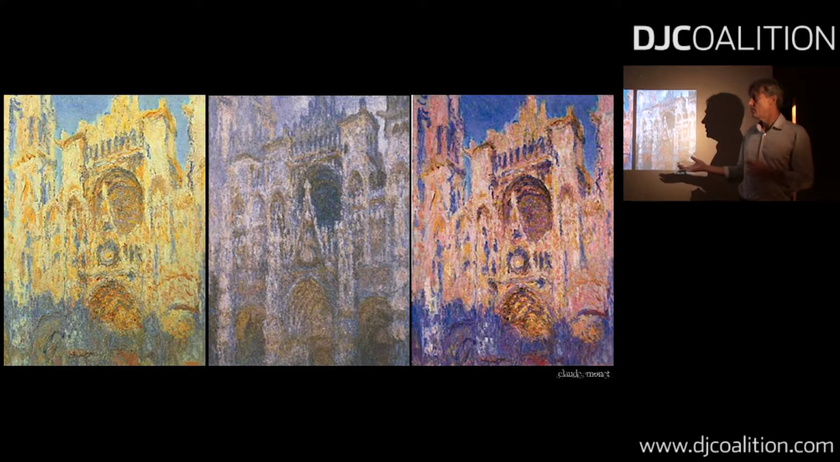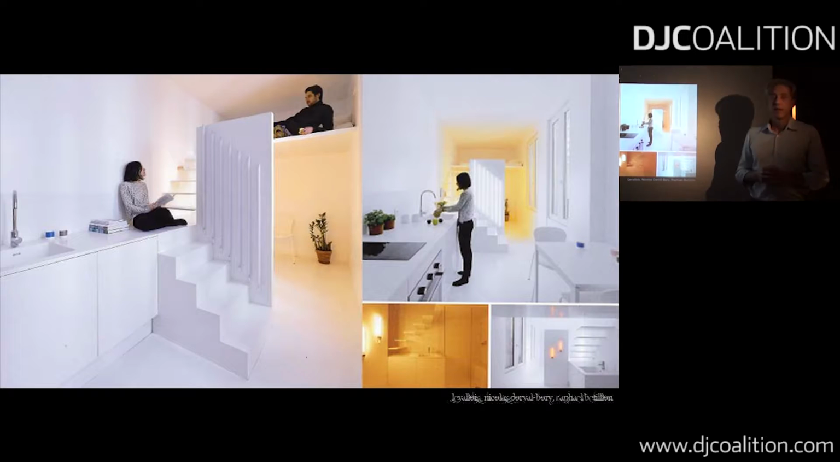This is a painting of a cathedral in France, and it's the same view taken at different times of day, done by the artist. It's nice how he's rendered the different coloring. We can also use that in our designs like this to create different light effects.